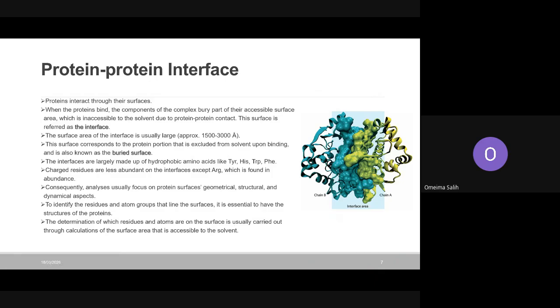So once these polypeptide chains get into an interaction, their geometrical, structural and conformational properties change because of this interaction between the two polypeptides. So when you study this, you need to study the geometrical, structural and dynamical aspects of the protein complex, so that you can note the function of this protein complex of the two polypeptide chains once they get into an interaction and produce what's called an interface area.